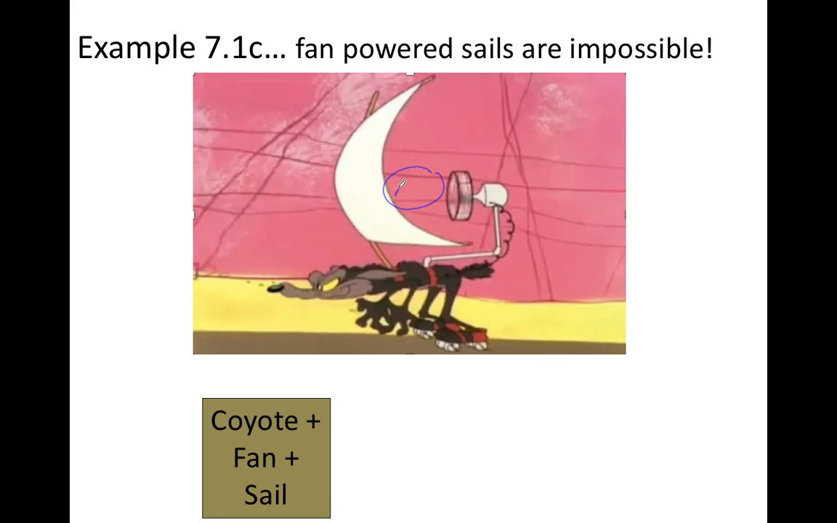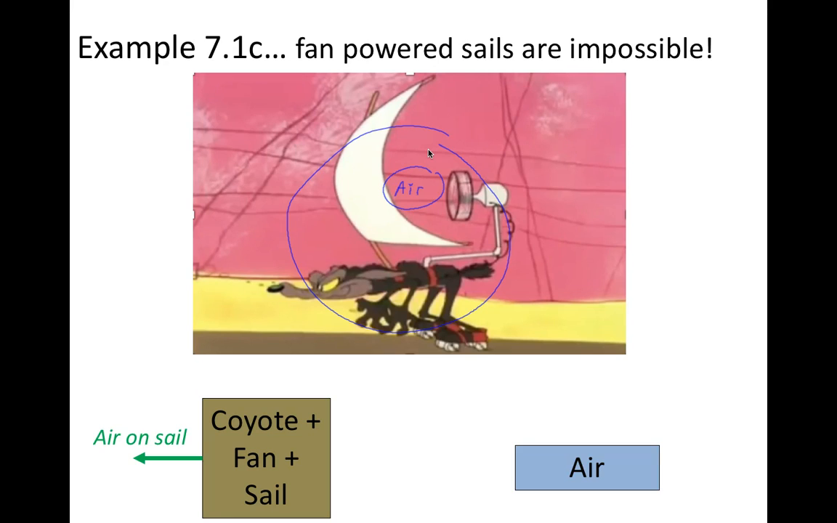some air, right? So that air moves along with the Coyote, sail, and fan. This is all part of the same system. So the air pushes the sail forward, the motor pushes the air forward, and the sail pushes the air backwards. Notice that this is a Newton's third law force pair. So with the system as a whole, these two forces are going to cancel out.